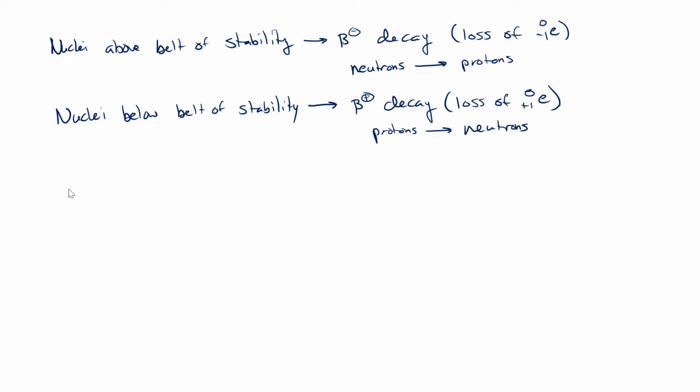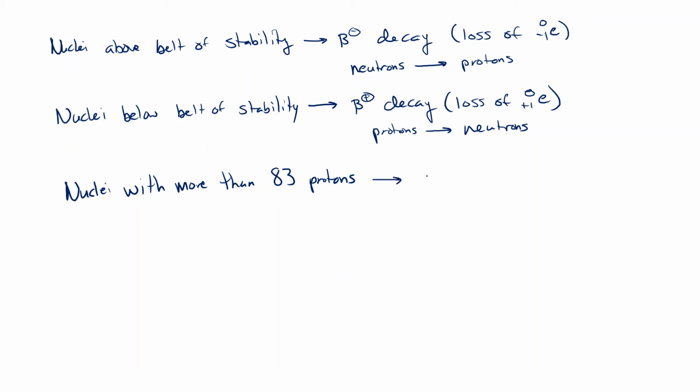There's one more type of unstable nucleus that we need to talk about, and this is nuclei with more than 83 protons. Basically, nuclei with more than 83 protons don't have stable isotopes. All nuclei above 83 protons tend to be unstable. They tend to be radioactive. Now, they can be very slowly radioactive and not decay very quickly, but they still are unstable, right? So nuclei with more than 83 protons tend to undergo alpha decay.